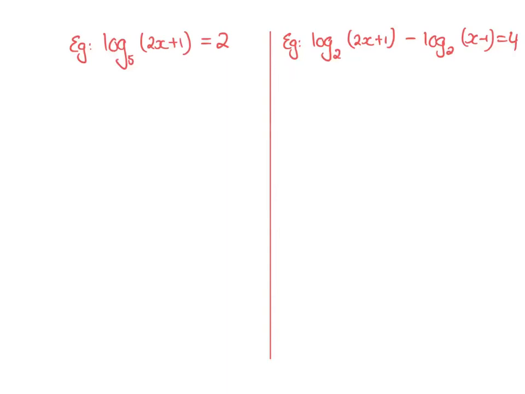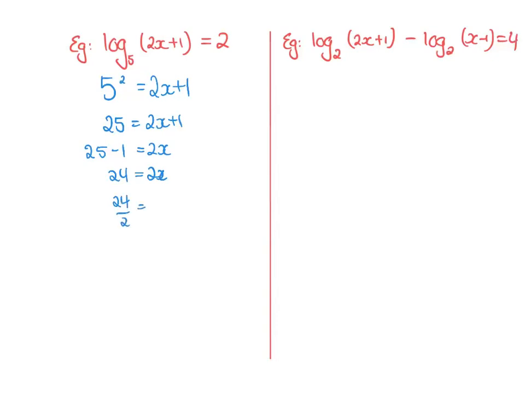Okay, when we get these rules, we might as well use that very first law that we worked out. So I might say 5 to the power of 2 equals 2x plus 1. And now I can work out 5 squared. So I'll just say 25 equals 2x plus 1, and then we keep solving. So it'd be 25 minus 1 equals 2x, 24 equals 2x, then 24 divided by 2 equals x, and 12 equals x. So there we solve for that one.